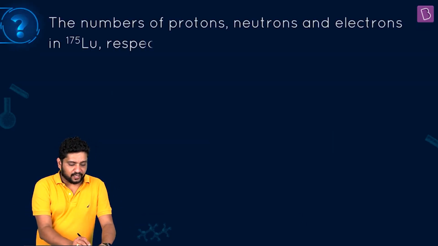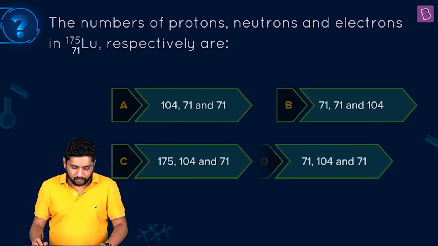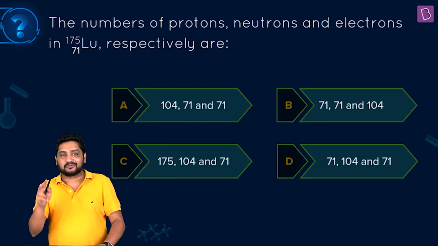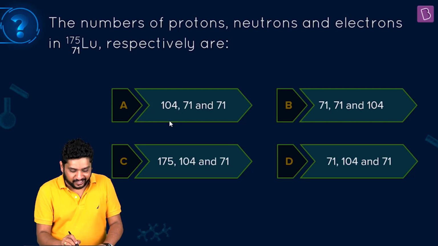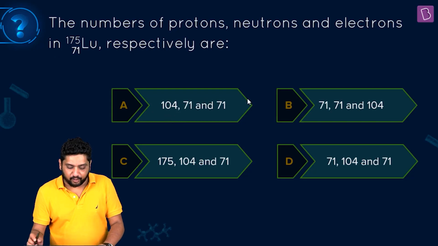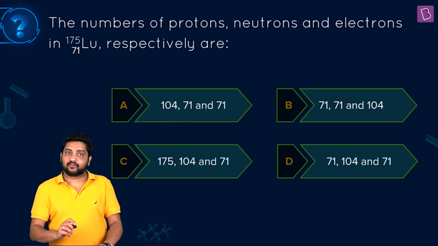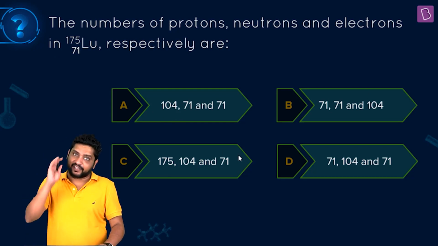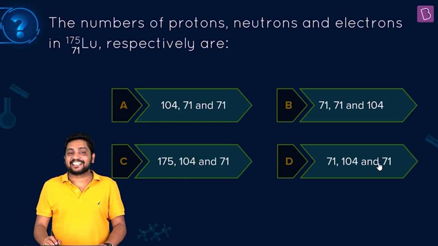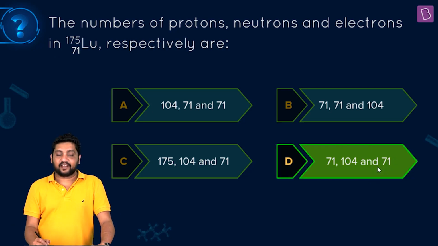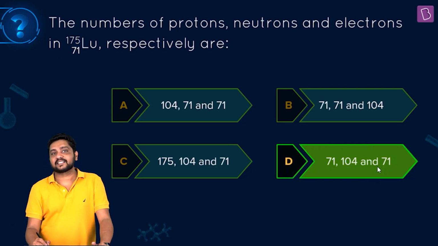So what was our answer here? Let's look. Anyway, I told you electrons and protons have to be the same. In all of these options you can see that is violated: 104, 71 in A; 71, 104 in B; 175 and 71 in C. Only option D had 71 and 71 and 104, which is of course our correct answer.